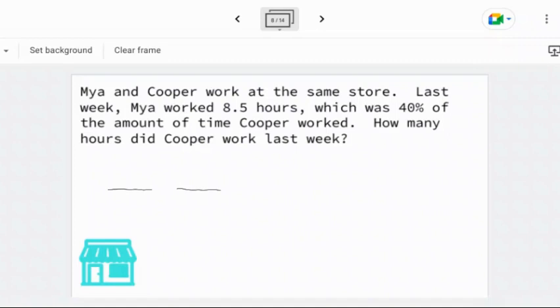So Maya and Cooper work at the same store. Last week, Maya worked 8.5 hours, which was 40% of the amount of time Cooper worked. So hers is only 40% out of the whole time Cooper worked. Her part she worked was 8.5, and Cooper worked the whole time, so his is the X. Okay, go ahead. Pause it for just a second.